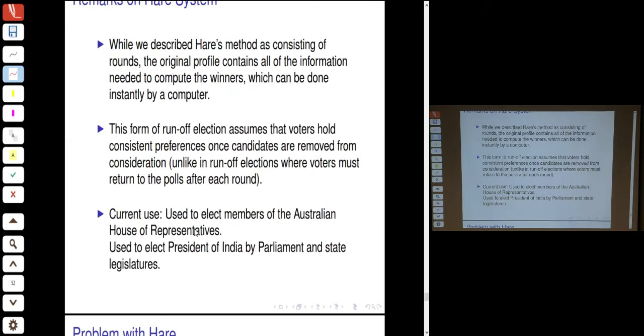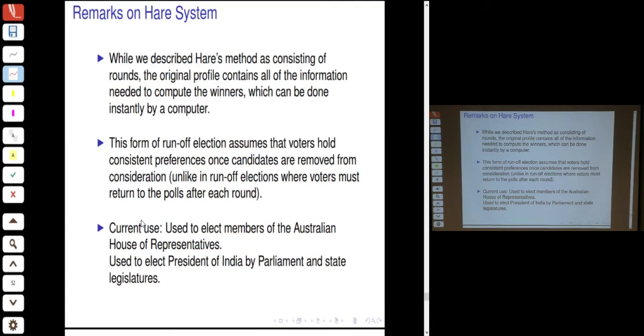So, remarks on the Hare system. While we described Hare's method as consisting of rounds, the original profile contains all the information needed to compute the winner. So this can be done instantly by a computer. Although in principle you are doing one round after another, the entire information needed to do it is actually contained in the full original voting profile. So you can just feed it into your computer and write a program, and it will do it for you in a jiffy. So computationally, finding out the winner is not that big a deal.